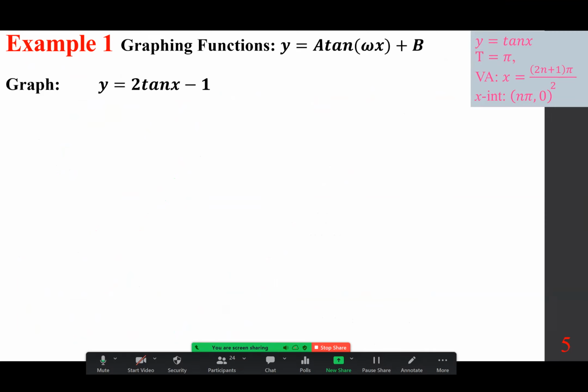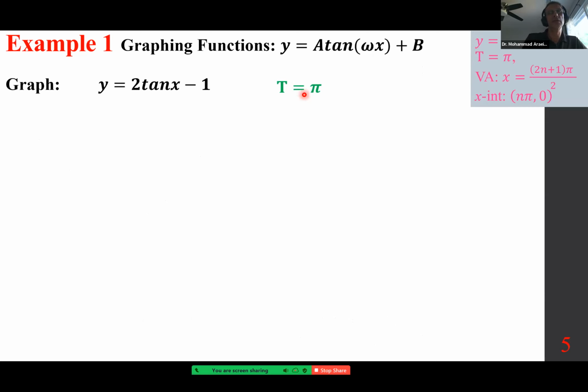Let's look at this example. We have 2 tan x minus 1. The period is still pi because it's a tan omega x plus b. Remember, for y equals tan x, the period is pi. Vertical asymptote: 2n plus 1 over 2 times pi. X-intercept is n pi. So for a case like this, it is pi over omega.